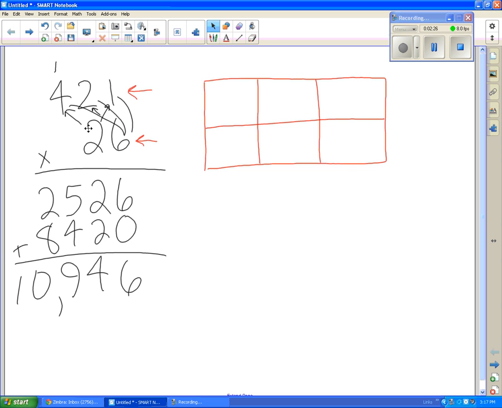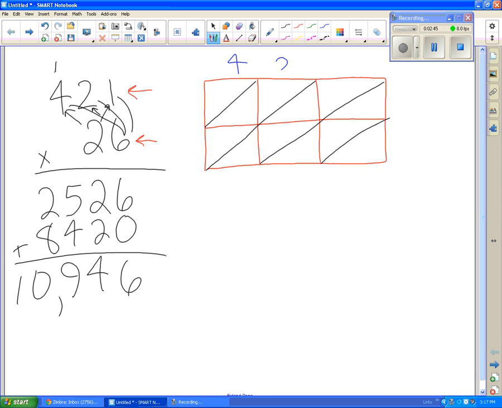And then I'm going to draw in my lattice. I'm going to draw diagonal lines in between the corners of the boxes so that I get diagonal columns. All right, and I'm going to write my numbers in. I want to do 421, so I write 421 across the top, and the other number I'm going to write going down, 26.